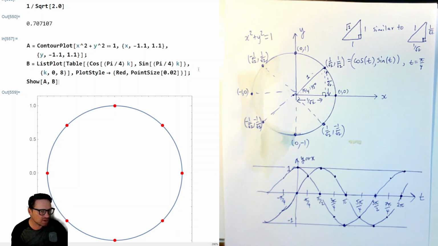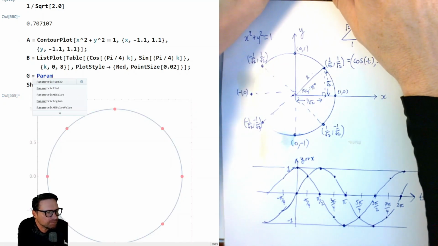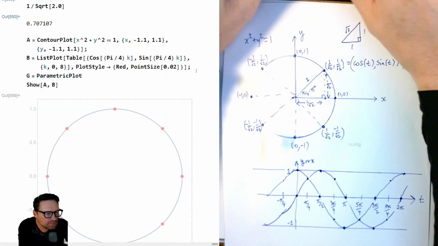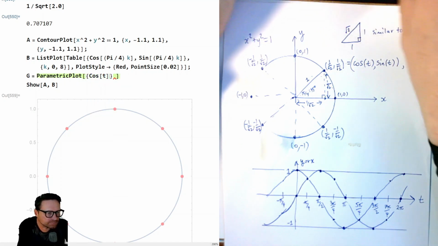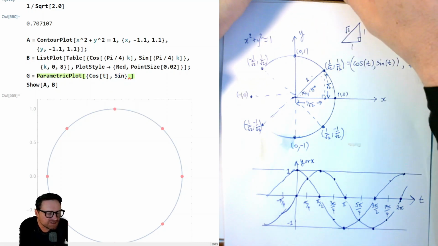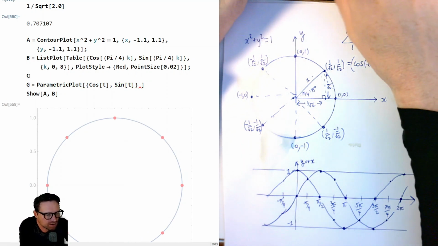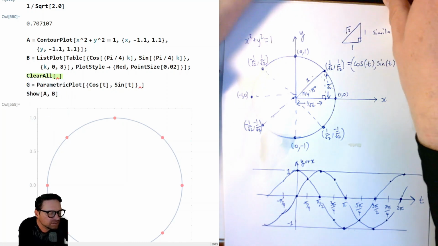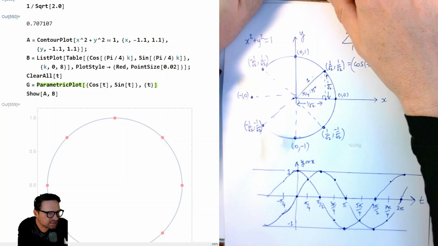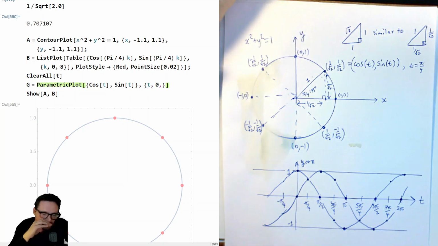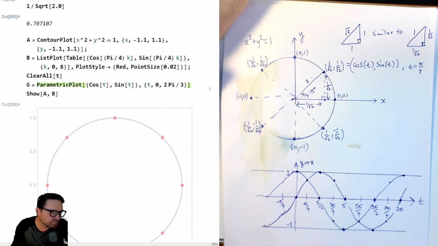Let's do a parametric plot here. I'm going to give this a name, G, ParametricPlot. And so I'm going to parametrically plot cos of t, sine of t, but I can see that that letter t is not black. I mean, it's not blue, so it's in memory currently, so I need to clear that. ClearAll t. Okay, now let's do this as t goes from 0 to, and I'll just pick a value, 2 pi on 3 for now.